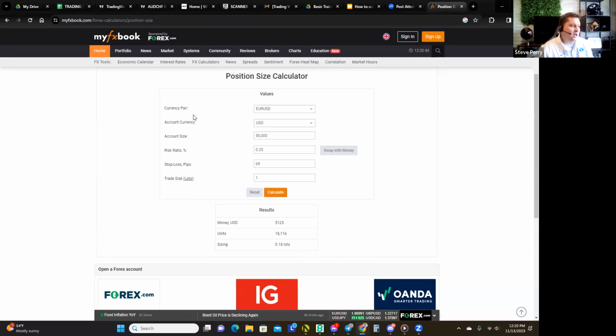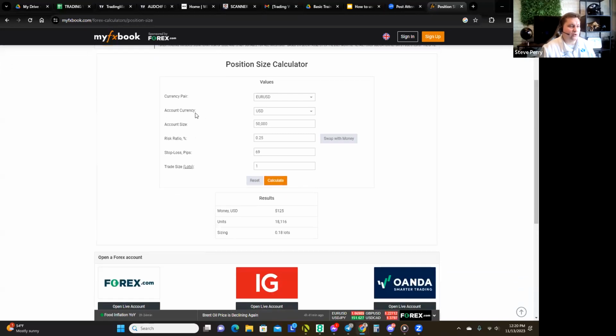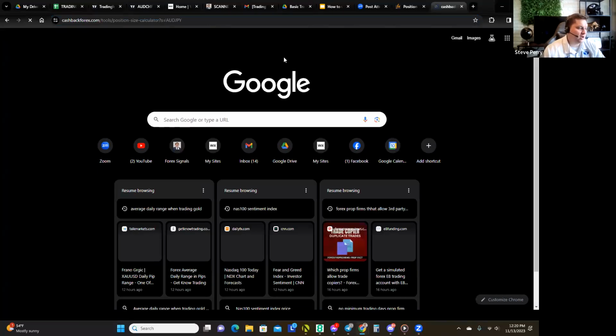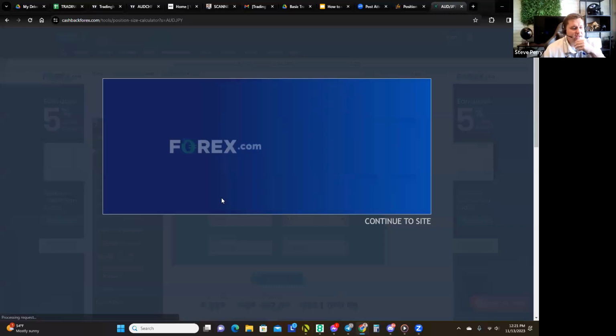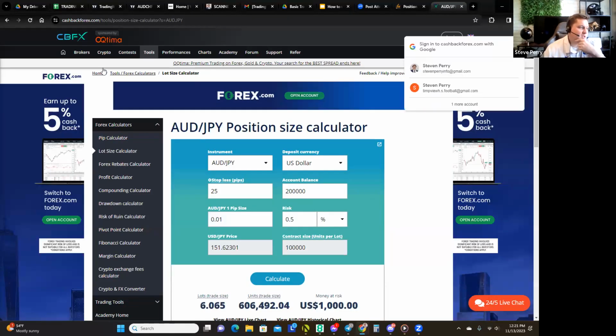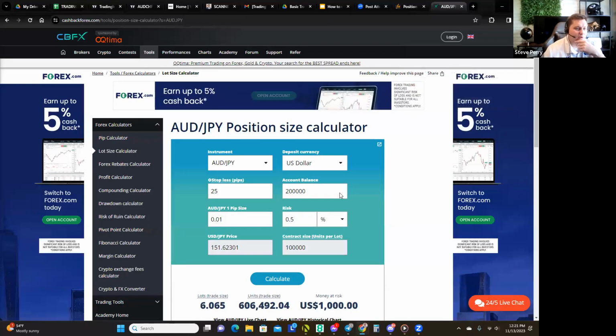This isn't the only lot size calculator out there. There are actually several different lot size calculators you can use. Another one that I like, especially if you're trading NAS 100 or US 30, is this one right here. This is cashbackforex.com. This is another one of those internet lot size calculators.